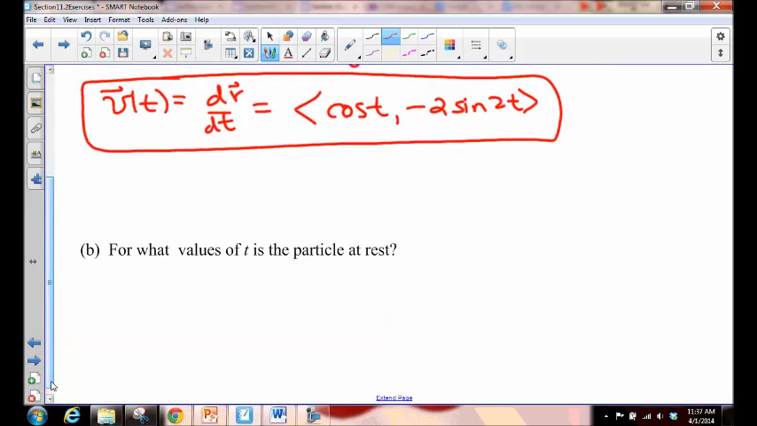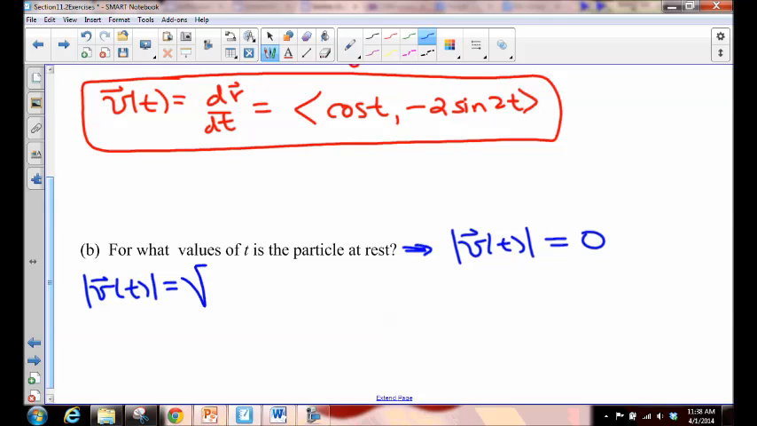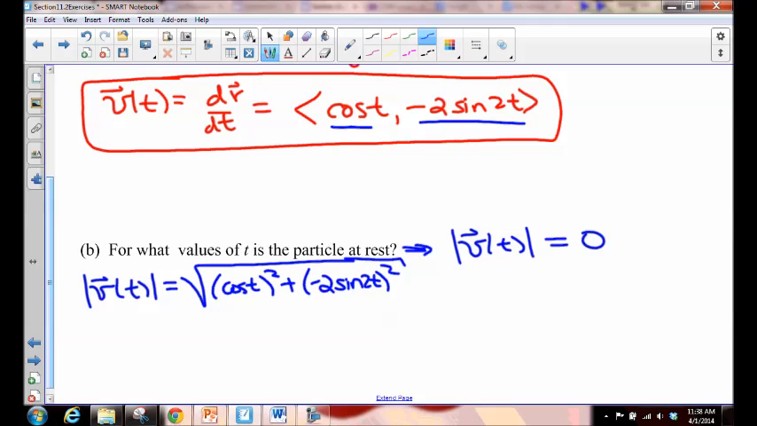Part B asks us for what values of t is the particle at rest. Well, if the particle is at rest, that tells us that its speed, which is the magnitude of the velocity vector, has to be equal to 0. And we know how to express that speed. It's going to be the square root of the sum of the squares of these components of our velocity vector. So it's going to be cosine t squared plus negative 2 sine 2t squared, and we take the square root of that sum, and we want it to be equal to 0.